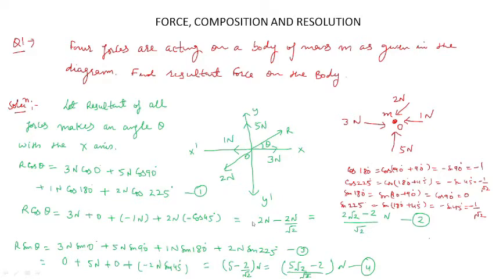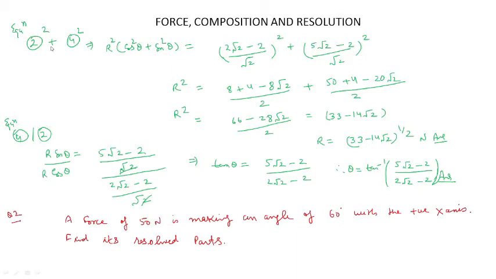Now we can find the value of the capital R. If we square equation number 2 and 4 and then add, it comes out to be R square into cos square theta plus sin square theta, and this will be equal to 2 root 2 minus 2 upon root 2 whole square plus 5 root 2 minus 2 upon root 2 whole square. Now cos square theta plus sin square theta is equal to 1. So when we solve it, we find that capital R is equal to 33 minus 14 root 2 to the power 1 by 2 Newton. Now we can find the direction of the resultant force also. If we divide equation number 4 by equation number 2, then we get tan theta, and it will be equal to 5 root 2 minus 2 upon 2 root 2 minus 2. So theta will be equal to tan inverse of 5 root 2 minus 2 upon 2 root 2 minus 2.